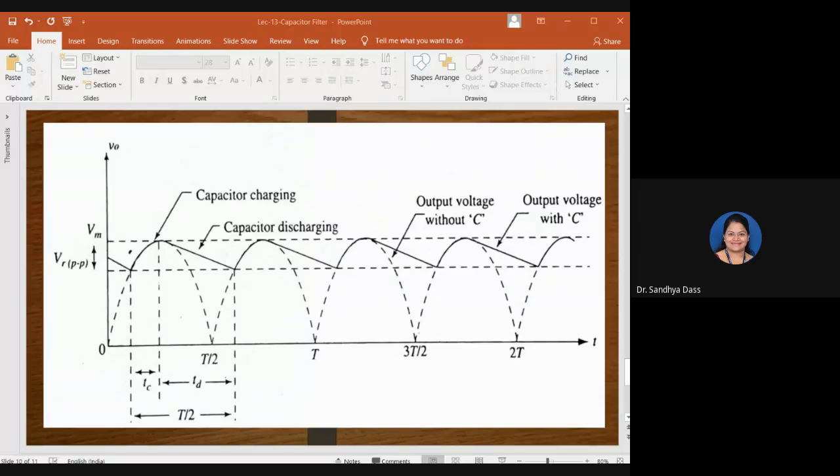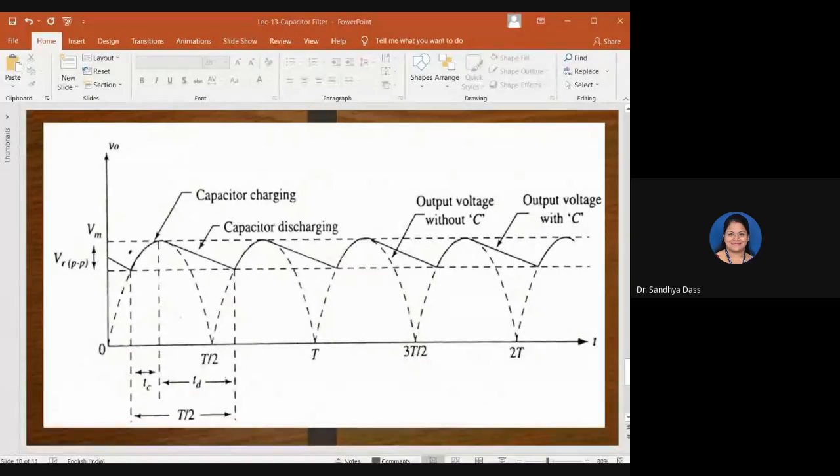Melroy, come in. Tell me about the full wave rectifier output. How much is the ripple content there? 0.483, ma'am, or otherwise 48.3%. Isn't it? Yeah. So coming back here, with the filter, this ripple content can be reduced.